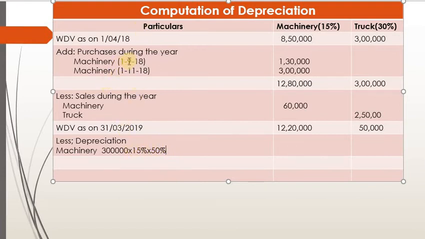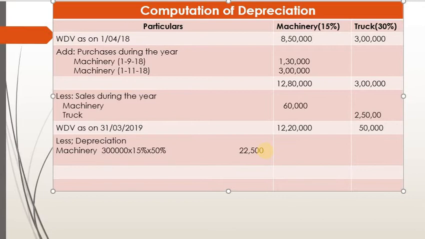This machinery is used for more than 180 days because it was purchased on 1st September. So it's more than 180 days, so full depreciation is charged. So 22,500 is the depreciation on the machinery which is purchased for 3 lakh. Now for the remaining, we can provide the full value of the depreciation.